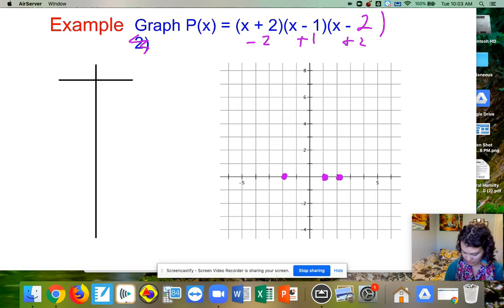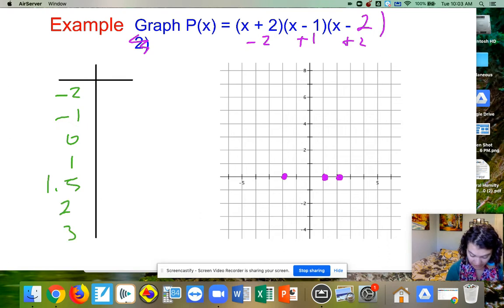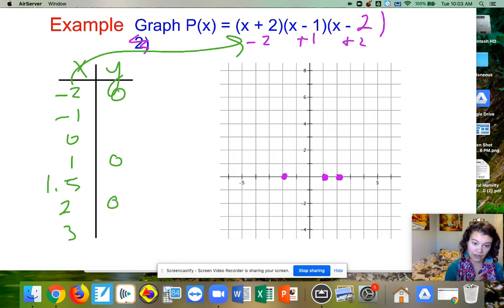And then add some other ones in there. So I'm going to start at -2, -1, 0, 1, 1.5 to go in between those 2 points, 2 and 3. And then you're just plugging them in to this to get your x and your y. So at -2, we know that's 0. At 1, that's 0. And at 2, that's 0. We don't have to think about those. Then plug in -1. You'll end up getting 6.